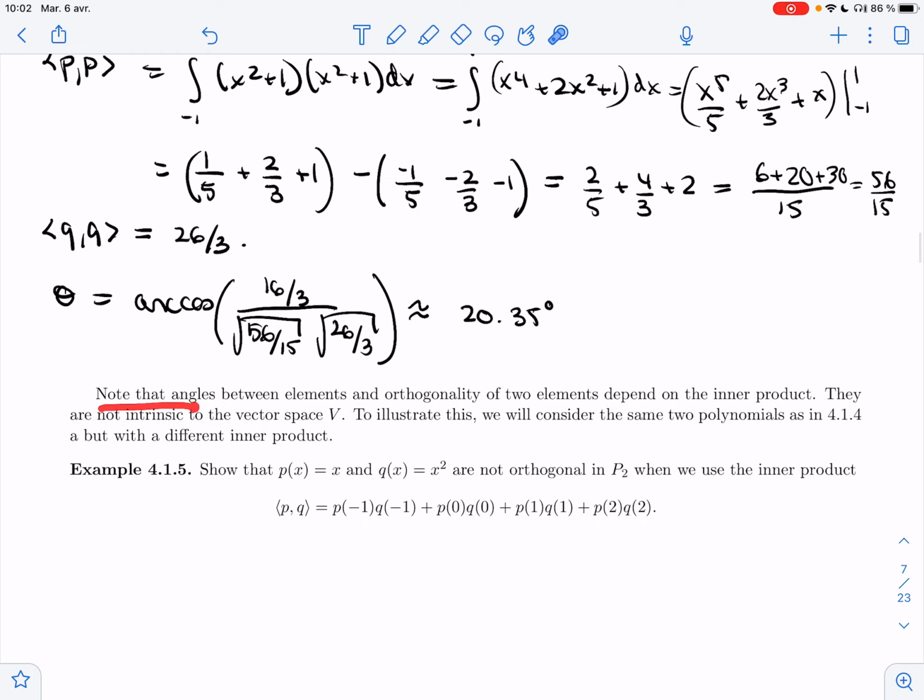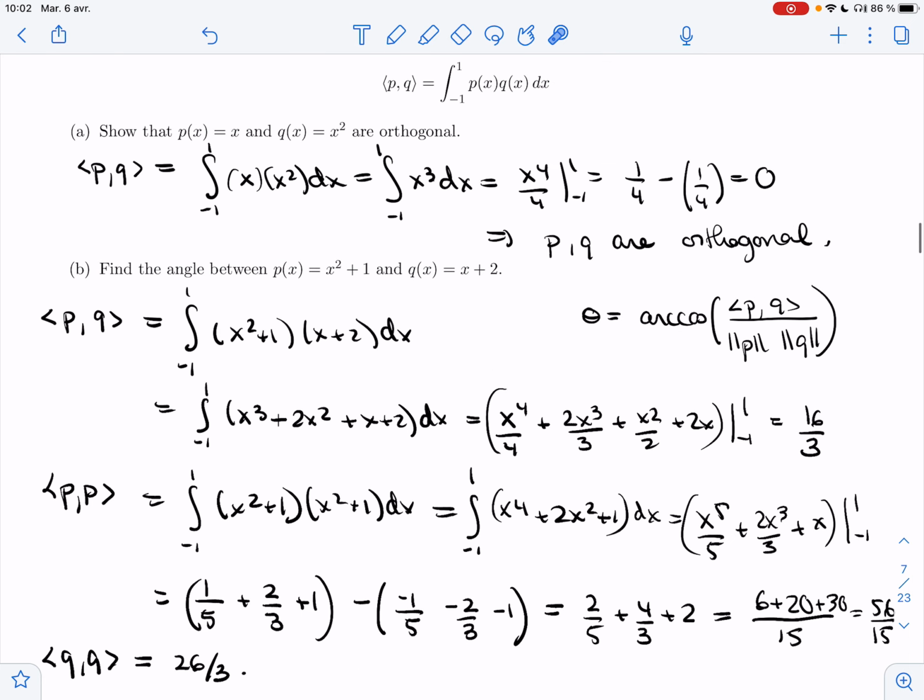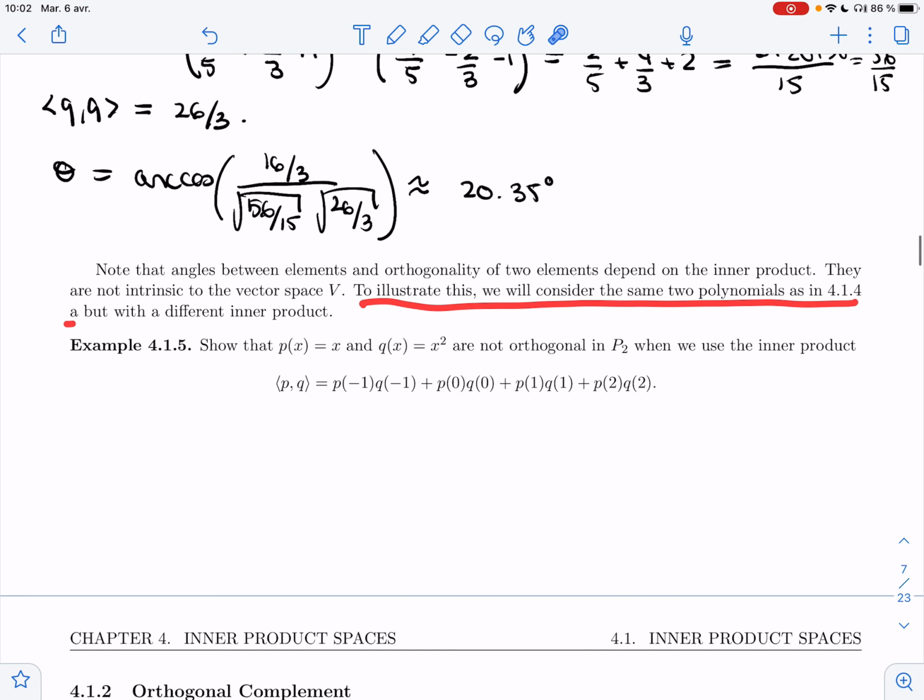All right, so note that the angles between elements and orthogonality of two elements depend on the inner product. They are not intrinsic to the vector space. To illustrate this, we'll consider the same two polynomials as in 4.1.4a. So that's this problem here, but with a different inner product. So that p of x and q of x are not orthogonal in P2 when we use the inner product here. So I need, again, to find the inner product.